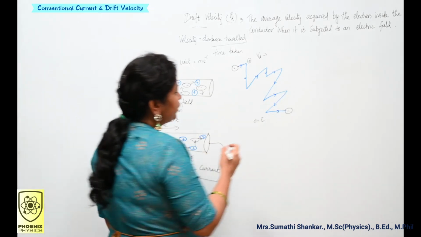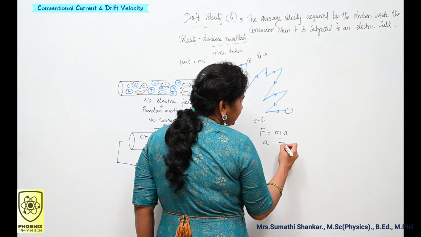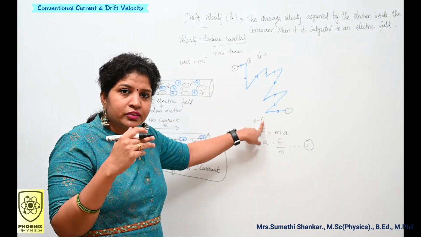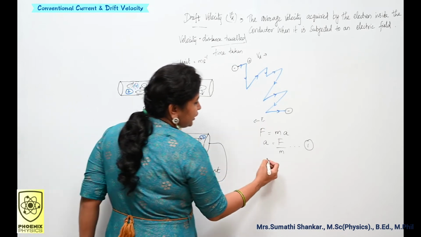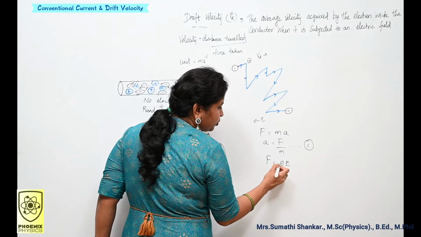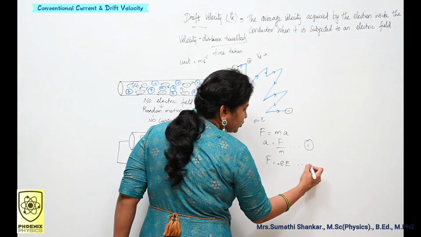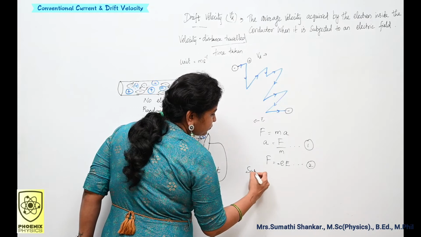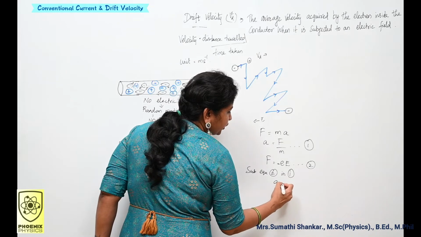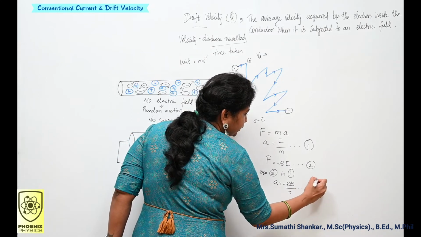According to Newton's second law, force is equal to ma. So a is equal to F by m. This is my equation 1. We know that an electric field exerts a force on an electron. So, F is equal to eE. Here, the force on the electron is minus eE, since the charge of the electron is negative. So, F is equal to minus eE. This is my second equation. Substitute equation 2 in 1. So a is equal to minus eE by m. This is my equation 3.